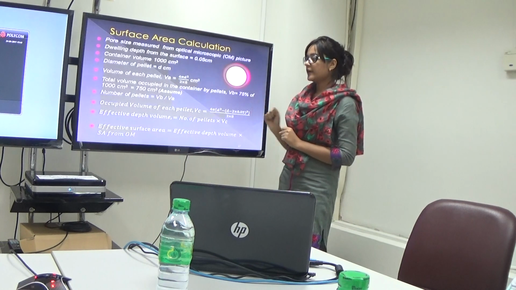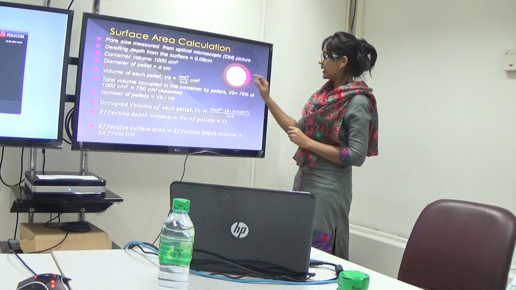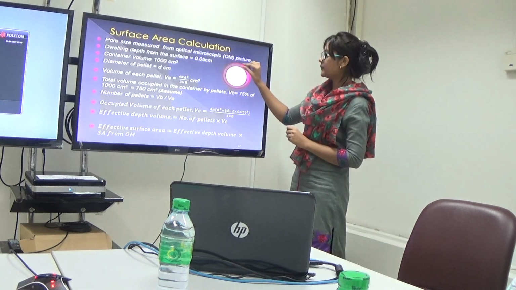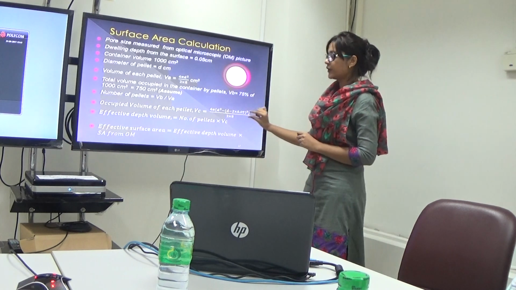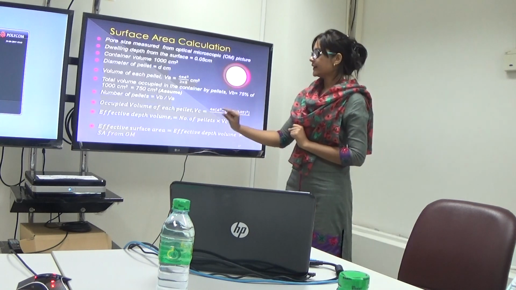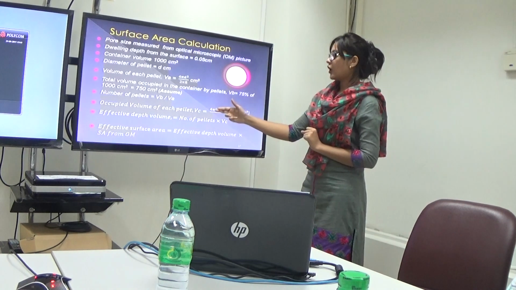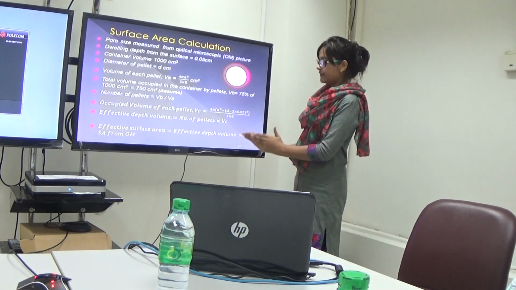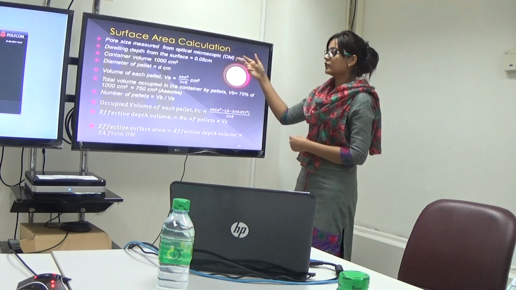And this is the occupied volume of each pellet. This is the total shape and this is the total volume minus this inner pellet volume. We take only this volume to grow the microorganism. That's why we did this occupied volume to grow microorganism. And this effective depth volume is the number of pellets into the occupied volume. Then we get the effective surface area. Effective surface area is the effective depth volume into this microscopic pore size.